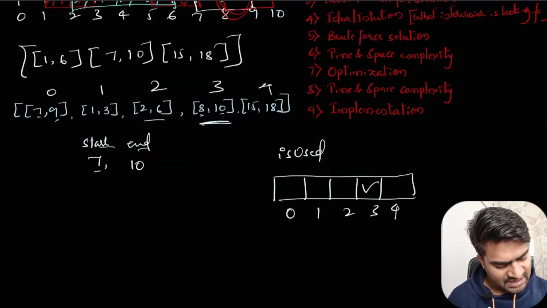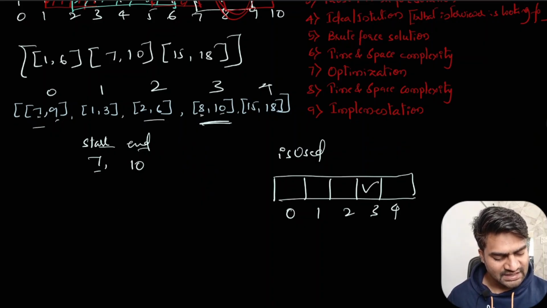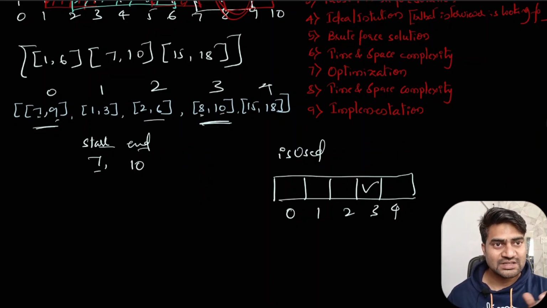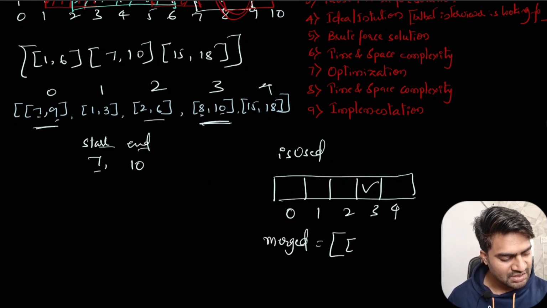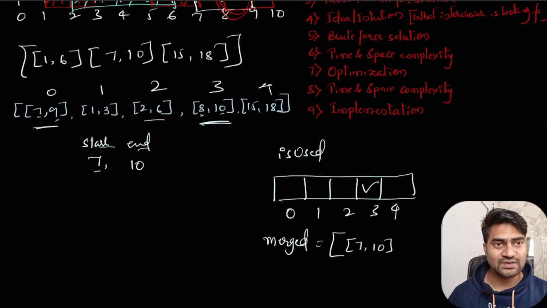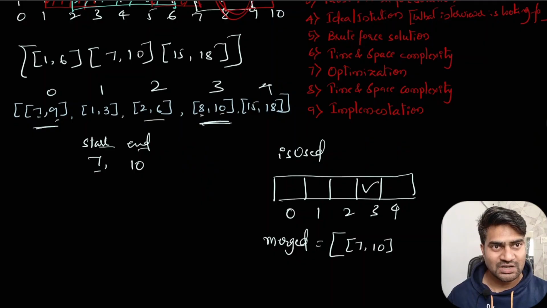Next 15 and 18. 15 and 18 really does not overlap with 7, 10. So I will ignore. Now for 7, 9, what I did, I scanned the whole array and came up with the merged interval. So I will take one more variable, a merged interval array, then I will push my 7 and 10. So this is our first merge. Okay, next I will go with my second value, which is 1 comma 3.